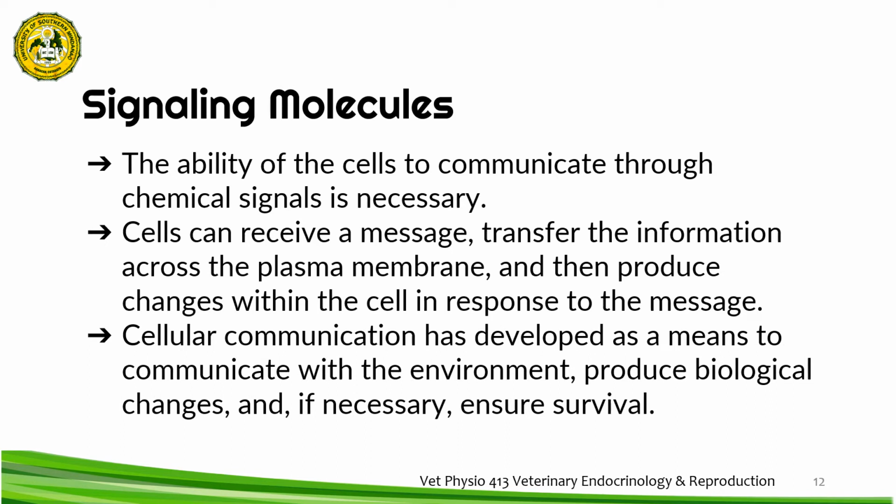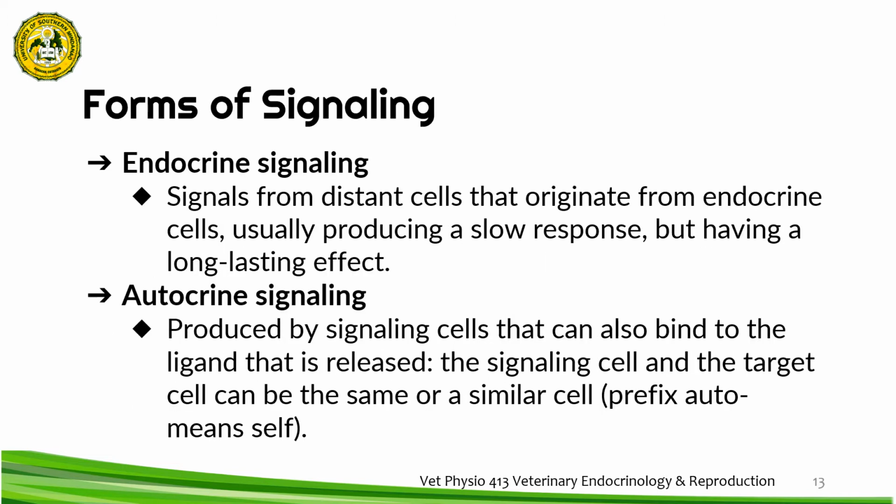Cellular communication has developed as a means to communicate with the environment, produce biological changes, and if necessary, ensure survival. So there are different forms of signaling. The first type of signaling mechanism is endocrine signaling. In this type of signaling, the signals from distant cells that originate from the endocrine cells usually produce a slow response but have a long-lasting effect.